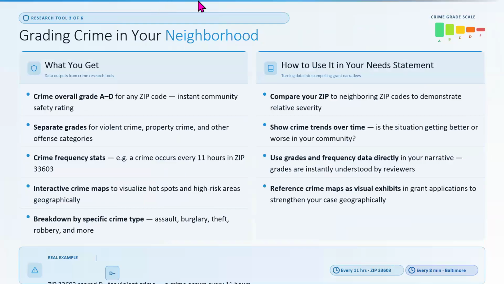Okay? The other thing we want to talk about when we look at crime is how to grade crime in your neighborhood. For example, when your zip code comes up, you're going to find out what grade you have for your zip code. What you want is a grade A, because anything that's C or D means you have high crime in your neighborhood.